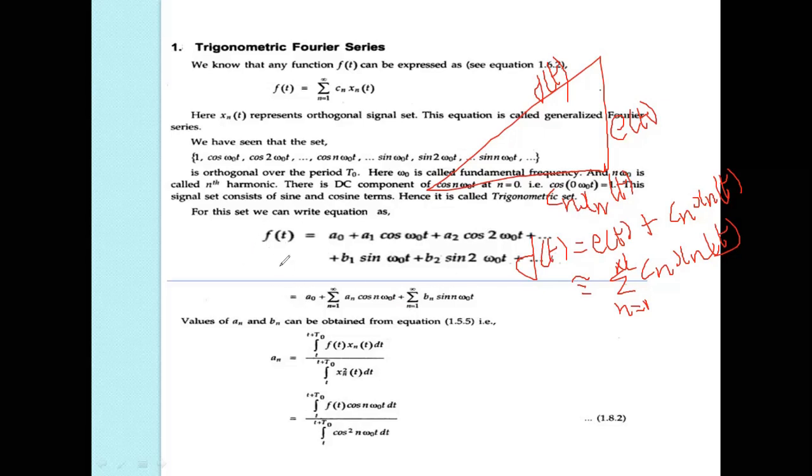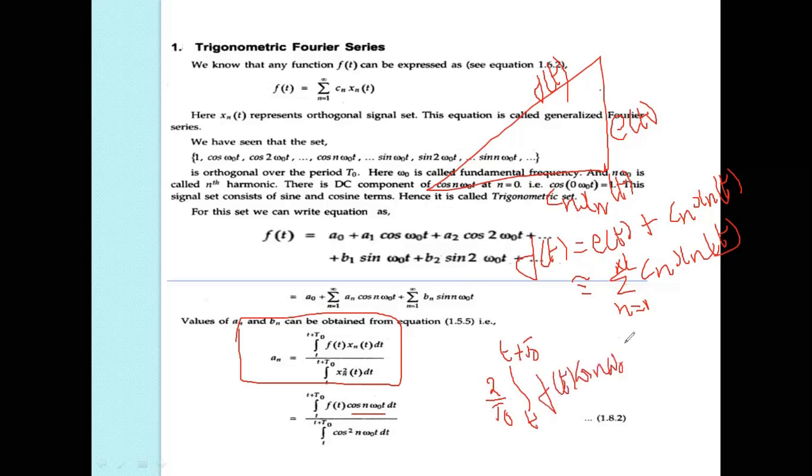So rewrite this function as f of t is equal to a0 plus the sum of n equal to 1 to infinity of an cos n omega naught t and bn sin n omega naught t. So Cn, according to the orthogonality of the approximation signal, is this equation, but we can take Cn as An here, with f of t and xn of t considered as a cosine function, and the denominator is the integral of cos square n omega naught t. After deriving that, we get 2 by t naught into the integral from t to t plus t naught, a full cycle, of f of t into cos n omega naught t dt, which is an.